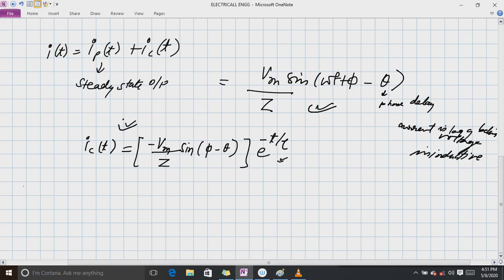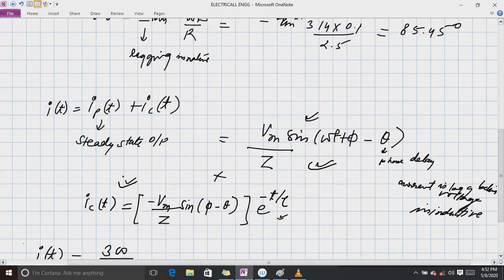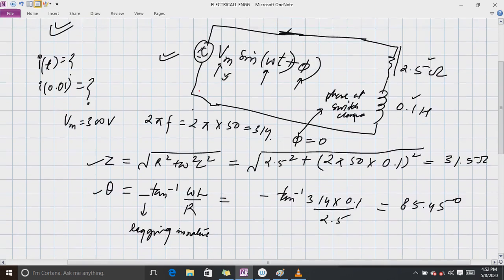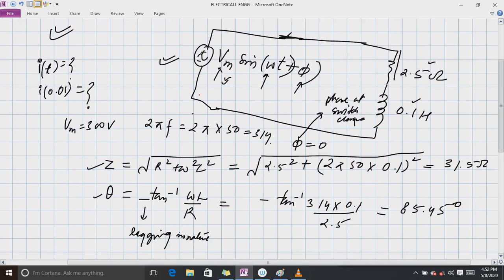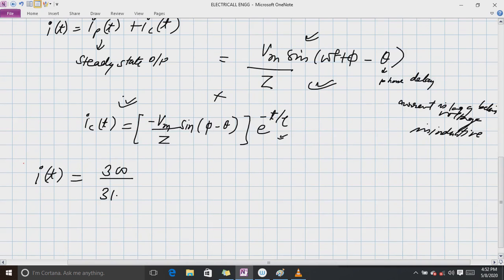This is your particular integral, this is your complementary integral. Now in our case the value of phi is 0, so you can put phi equal to 0 and add these things. Let us see what we get. Our i(t) will be Vm over Z common, since I am adding these two things. The value of Vm is 300. The value of Z is 31.5 ohm. So I will put 31.5 here.